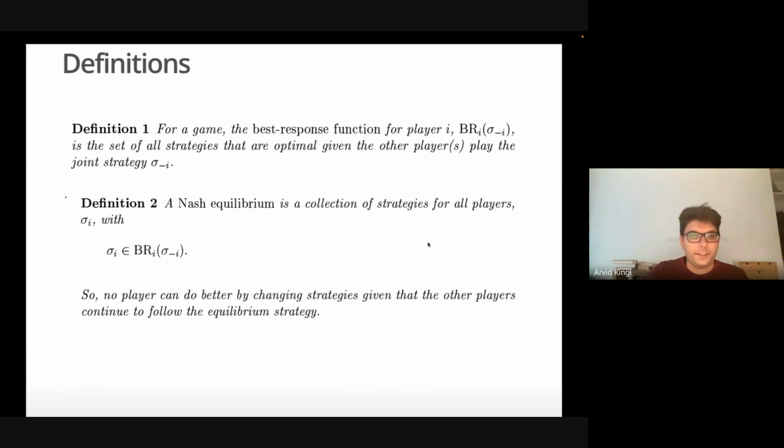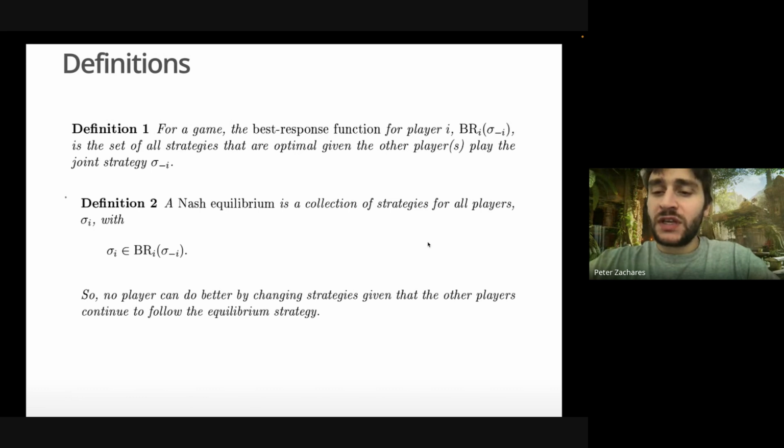I guess that also means that there's no such thing as all the other players fixing their strategy and there being 2 different optimal strategies for one player.